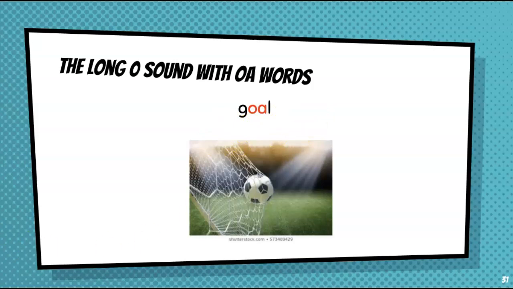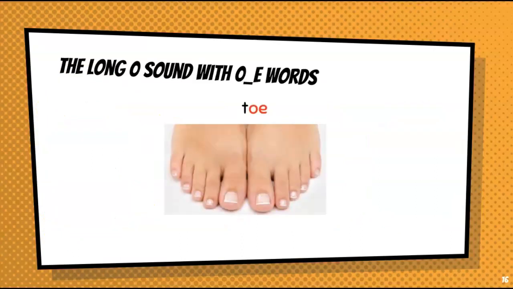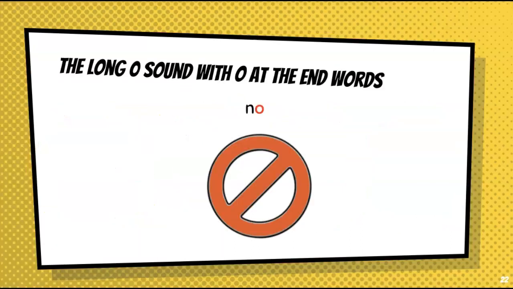So, thank you for learning about the long O sound with me today. We know that we can make the long O sound by having an O in the word and an E at the end, like the word toe. T-o, toe. We can also make the long O sound by having an O at the very end of a word, like the word no.